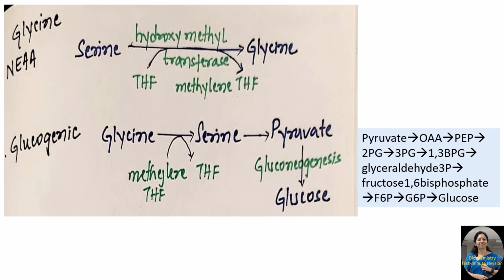Pyruvate undergoes carboxylation to form oxaloacetate. Now this undergoes decarboxylation to form phosphoenolpyruvate. This gets converted to 2-phosphoglycerate. Now these are all reversals of glycolysis. This gets converted to 3-phosphoglycerate and phosphorylation to form 1,3-bisphosphoglycerate. This gets converted to glyceraldehyde 3-phosphate, which gets converted to fructose 1,6-bisphosphate, and this gets converted to fructose 6-phosphate, followed by glucose 6-phosphate and glucose. So glycine, because it forms glucose, is considered to be glucogenic.